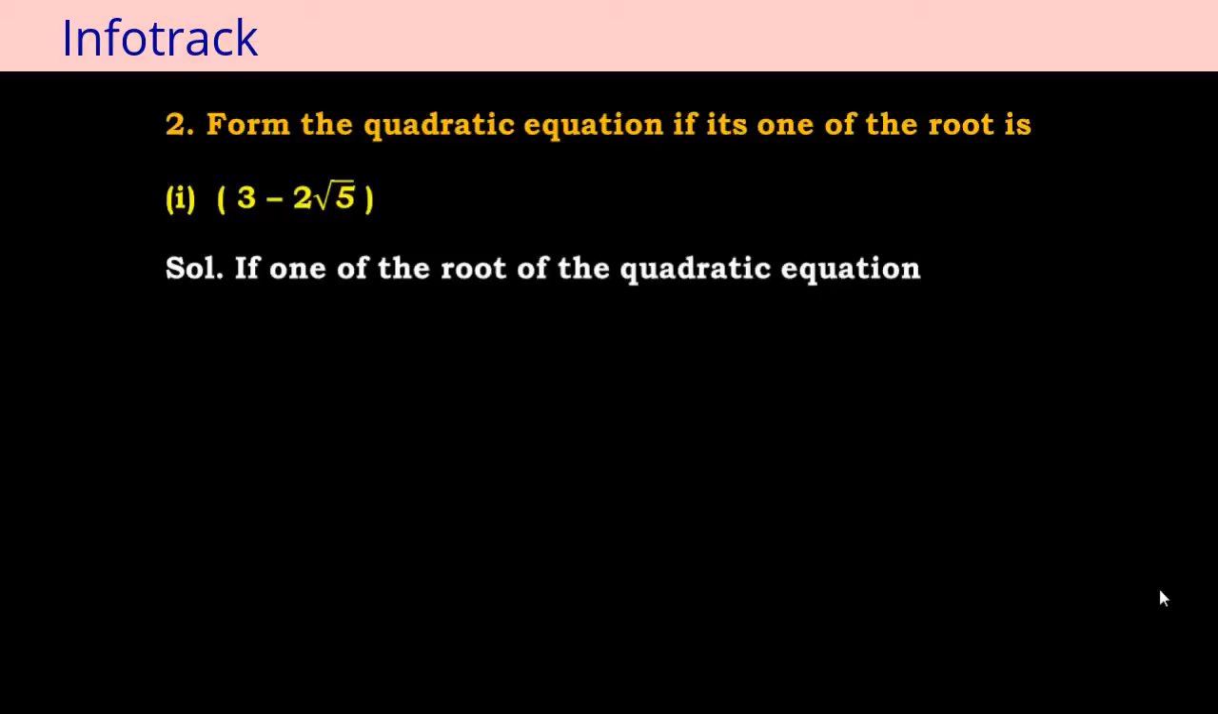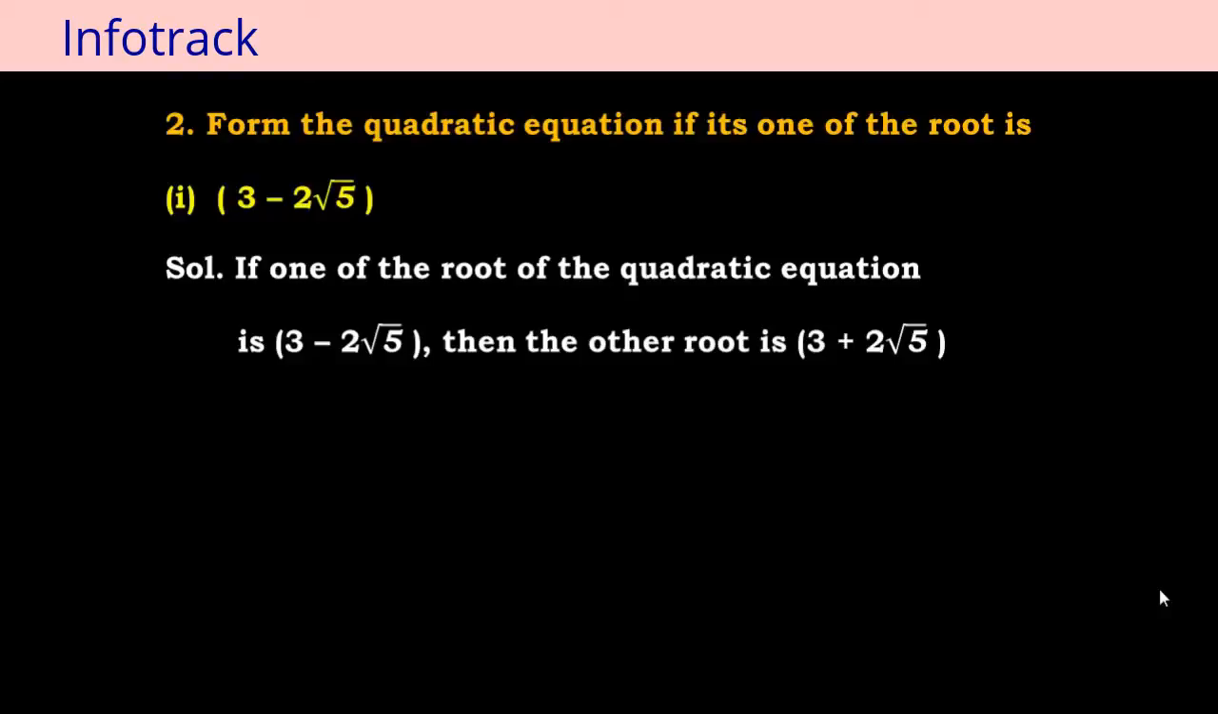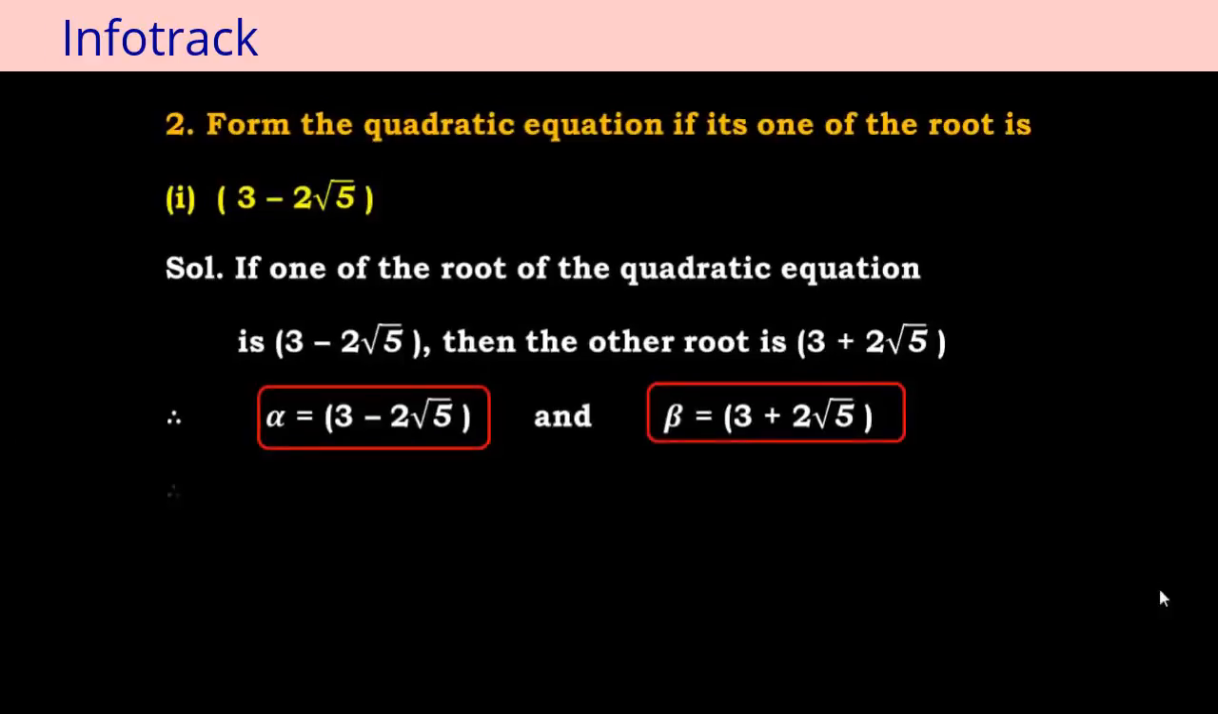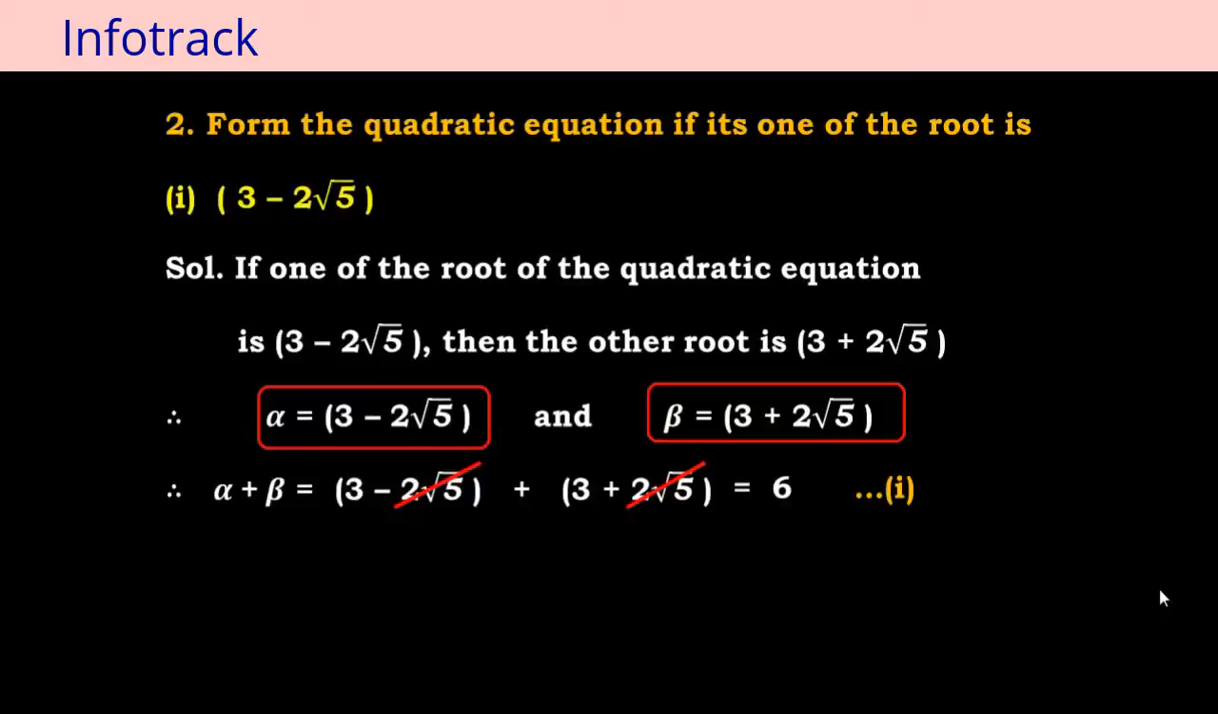If one of the roots of the quadratic equation is 3 minus 2 root 5, then the other root is 3 plus 2 root 5. So let alpha equal 3 minus 2 root 5 and beta equal 3 plus 2 root 5. Now we can find alpha plus beta. 3 minus 2 root 5 plus 3 plus 2 root 5. Minus 2 root 5 plus 2 root 5 get cancelled. 3 plus 3, 6. So equation number 1, alpha plus beta is equal to 6.